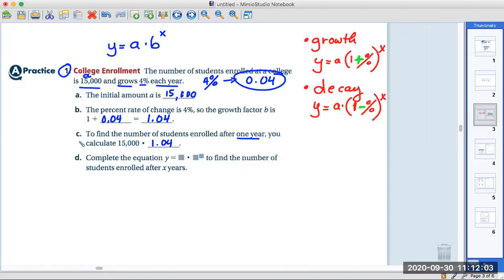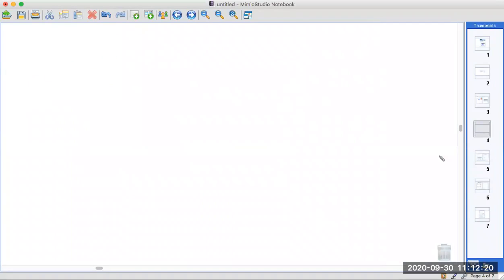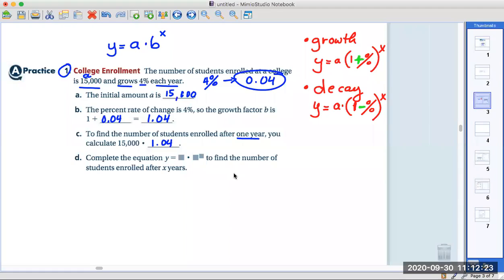So then I'm going to do that. I never figured that number out. 15,000 times 1.04. So it's 600 more students in 1 year. So in 1 year, they added 600 students. Notice that? With a 4% growth rate.